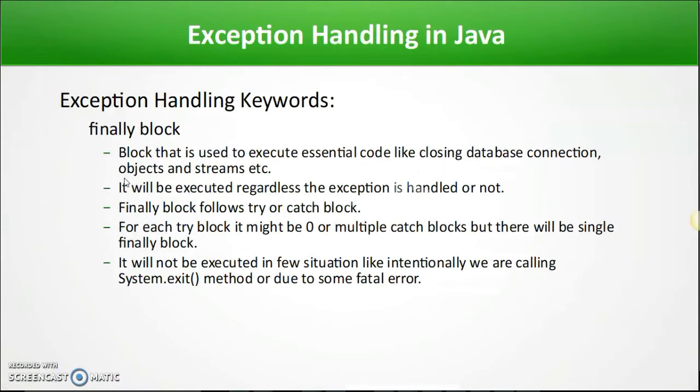Okay, now we will see the finally block. The finally block is used to execute essential code like closing the database and closing the object and stream classes, all those things. It will be executed regardless of whether the exception is handled or not. The finally block follows a try or catch block, and for each try block there might be zero or multiple catch blocks, but there will be a single finally block.